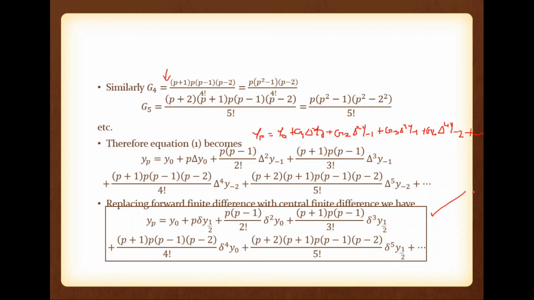So here you can see an interesting thing. First note this term y0, then we have y1 by 2, forget about the difference term. Alternatively we have 0 1 by 2, 0 1 by 2, 0 1 by 2, that is y0 y1 by 2, y0 y1 by 2, y0 y1 by 2.